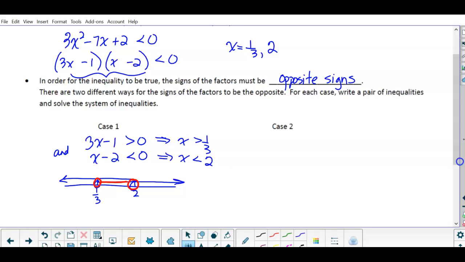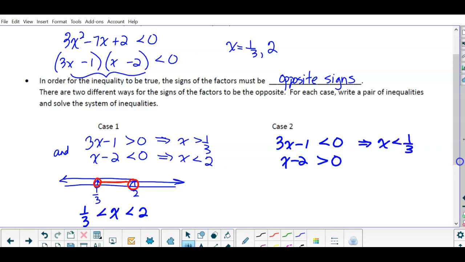So x is less than 2, greater than 1/3. Then the other case would be if 3x minus 1 was less than 0 and x minus 2 was greater than 0. So then solving this, these are just the opposite of the last ones. This will be x less than 1/3. This will be x greater than 2. And so less than 1/3 would be here, greater than 2 would be here.